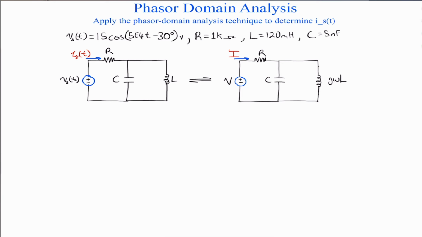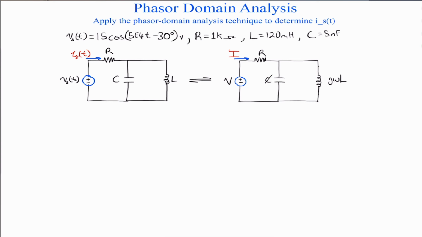So we can transform. As always, before we transform, we make sure we adopt the positive cosine format. Here we have our voltage source in a positive cosine format. So we can then go ahead and transform from the time domain to the phasor domain. After we do that, we can transform our voltage source and our capacitor and inductor. So we do that.